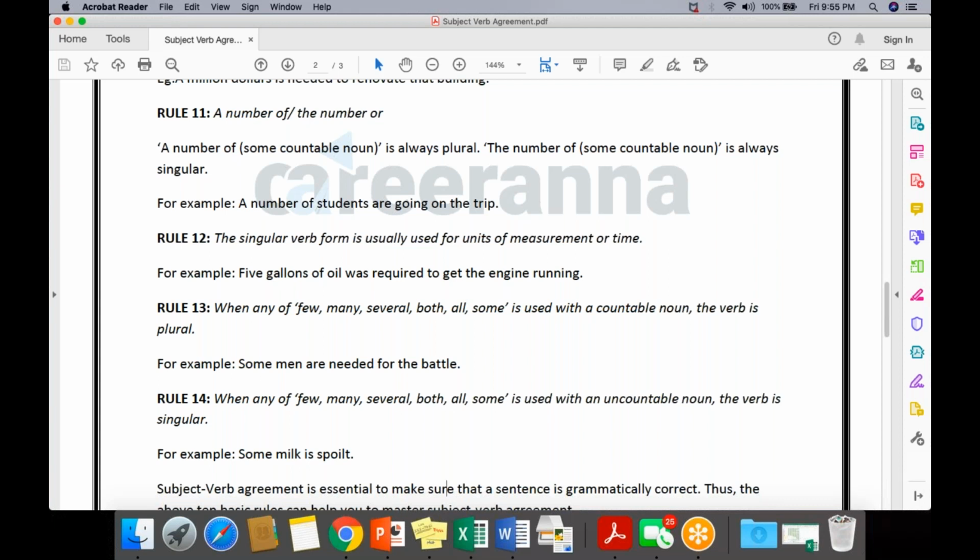When I say some countable noun, Vani, I meant the word which comes after a number of has to be a countable thing, like a number of students. But if it was milk, I will use singular. If the noun which is coming after the words a number of is uncountable, I will use singular. If it is countable, I will use plural. 3 ampere current was transferred.